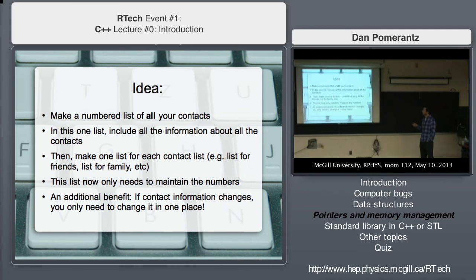Make a numbered list of all of your contacts. So number all your contacts from 1 until whatever number. And in one particular list, include all the information about your contacts. This is basically your stack of papers of all the different people that you have. You have one piece of information for each person, so you have the ID and all of the different things like their name and their email. And then you make one list for each of your contact lists. Because the list only needs to maintain the numbers now, this is where you're going to save a lot of memory.